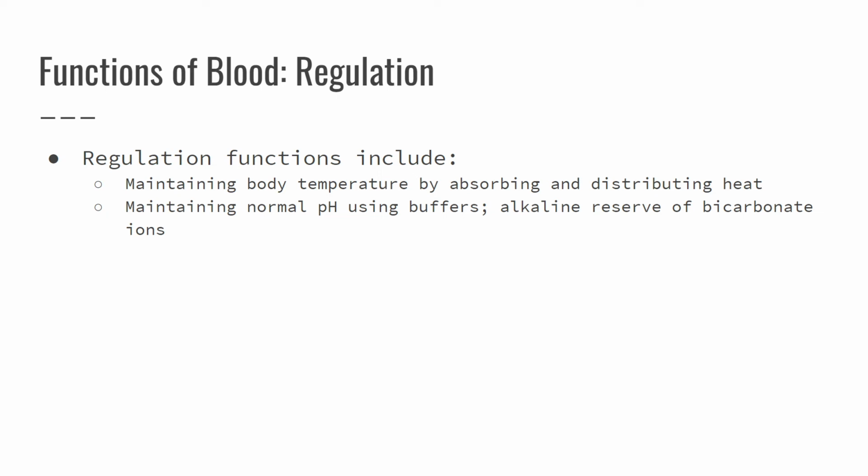It's also important that blood maintains a specific pH. Our body is run by enzymes, chemicals that help our reactions run faster, and they're really finicky. They have to have the perfect temperature and the perfect pH. Our blood is responsible for maintaining that pH. Our blood contains something called a buffer, like a bicarbonate buffer, and buffers are responsible for helping keep the pH of our blood stable.